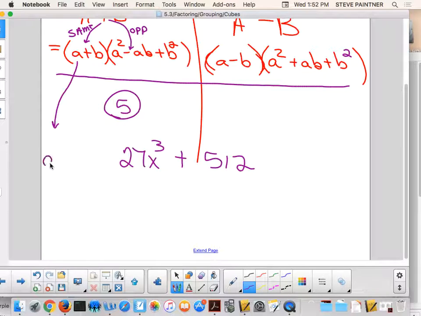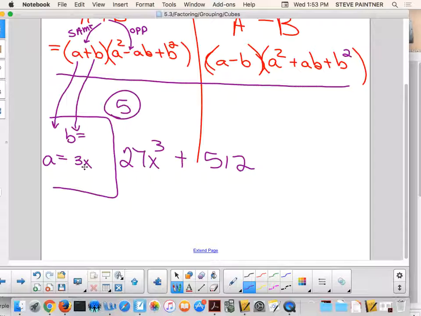What's your A and what's your B? Your A is the cube root of that. What's the cube root of 27x cubed? 3x times 3x times 3x. What's the cube root of 512? 8, 8 times 8 times 8. Once you know the cube roots of those perfect cubes, stick these two numbers into the formula and you're done.